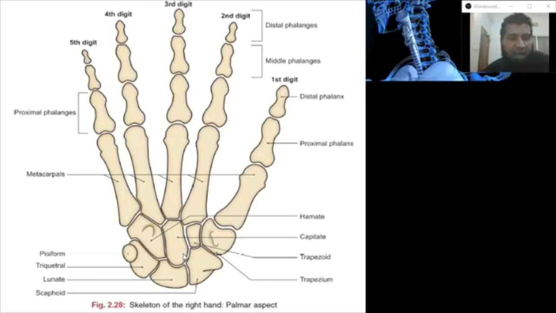So short bones are having 6 surfaces. Among them 4 are articular surfaces and 2 are non-articular surfaces, and they are irregular in shape.